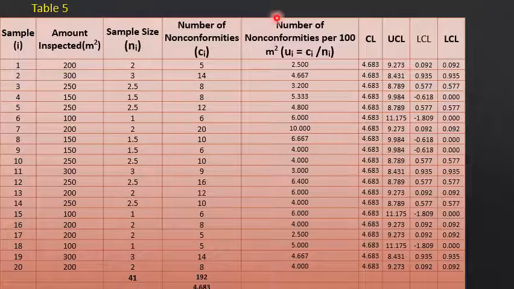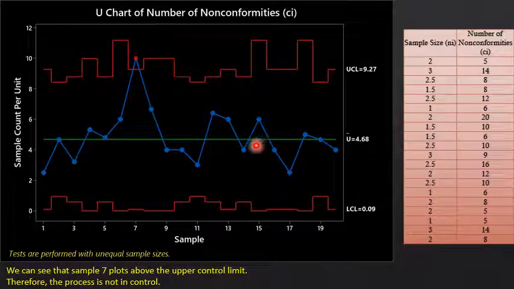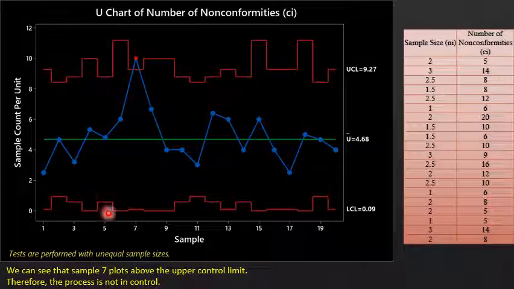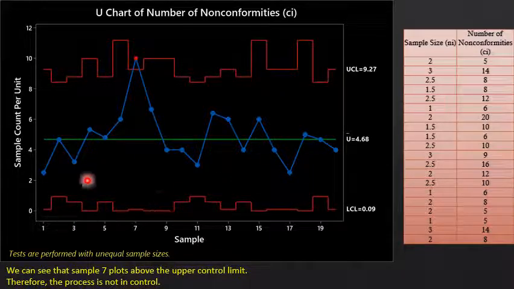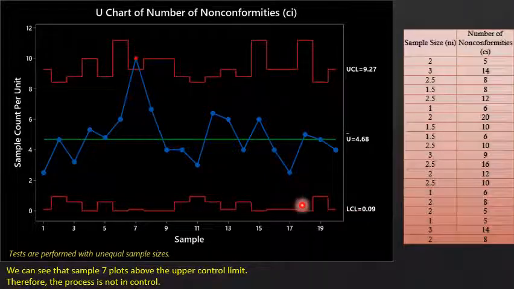Now we are going to plot the U chart for all 20 samples. This is the U chart for the number of non-conformities. You can see the lower control limit and the upper control limit, and the green line is the center line, or u bar. You get this type of chart because the sample sizes are unequal. From this chart we can easily see that sample 7 is above the upper control limit. So we can say that the process is not in control. Thank you.